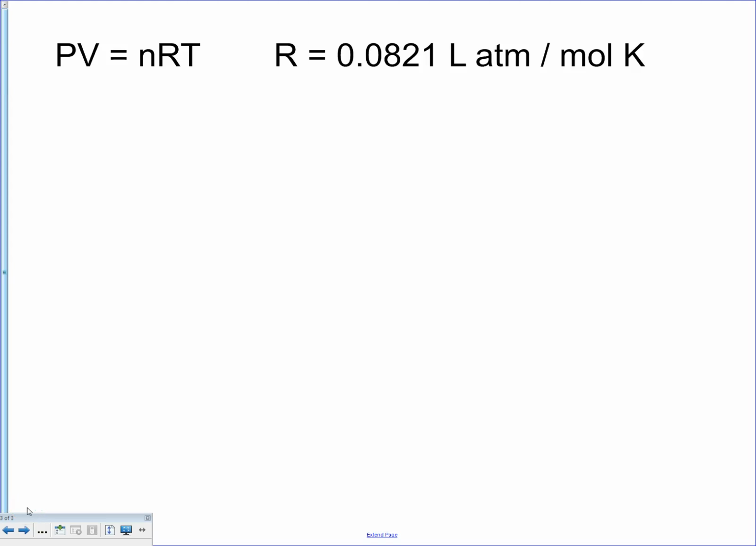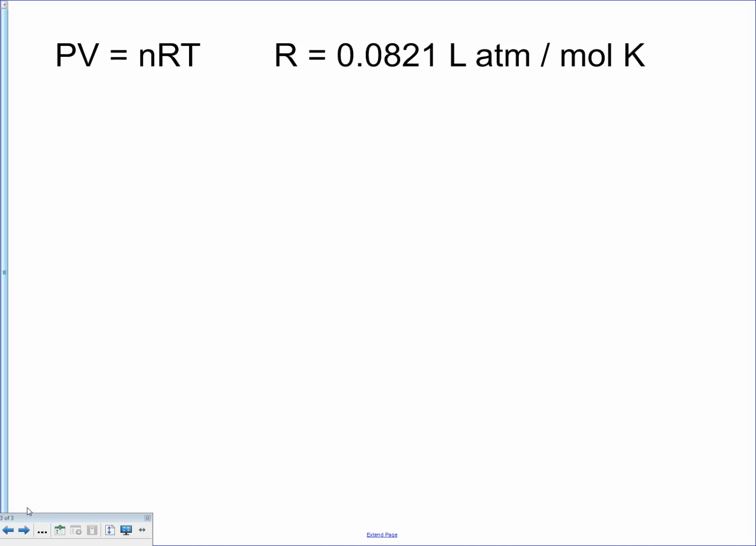All right, I'm going to be going over the problems with gas laws worksheet. So the first thing, before I get into it, that you have to know is that we're going to be working with this equation PV equals nRT. And you have to memorize that equation, so make sure that you know that. And R in this case is the universal gas constant. It's equal to 0.0821 liter atmospheres per mole Kelvin.